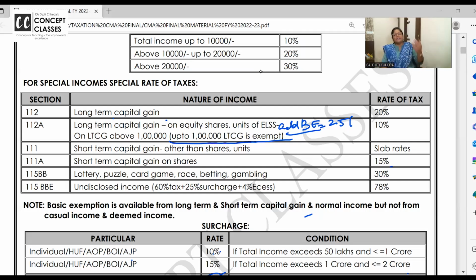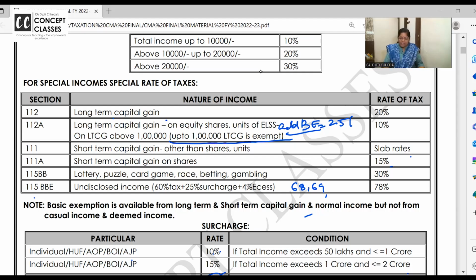Short-term capital gain other than shares, that is your property, jewelry, gold, open plot, slab rates. Casual income, lottery, crossword puzzle, prizes, KBC, all this is taxable at 30%. And you remember we have studied 115BB, section 68, 69, all your undisclosed income, unexplained investments and all. There also one change is there. So I will teach that with this.